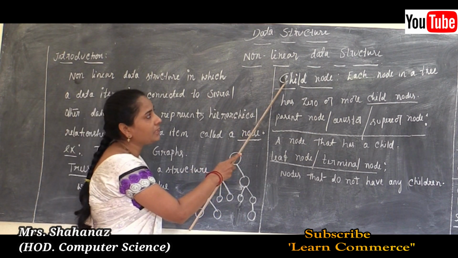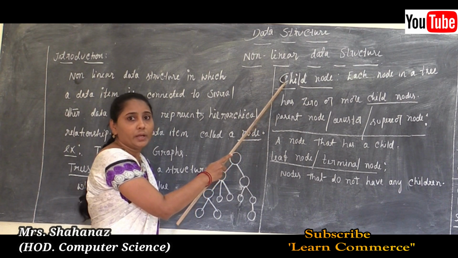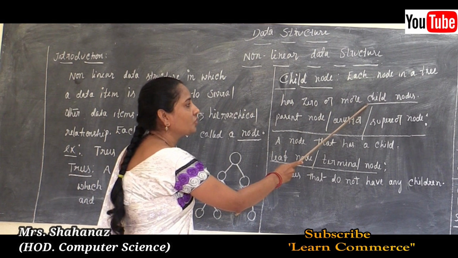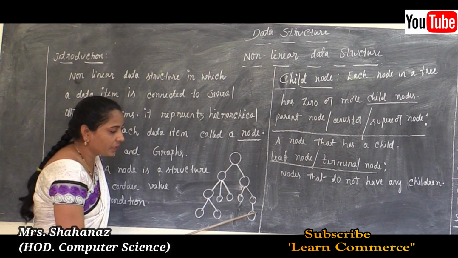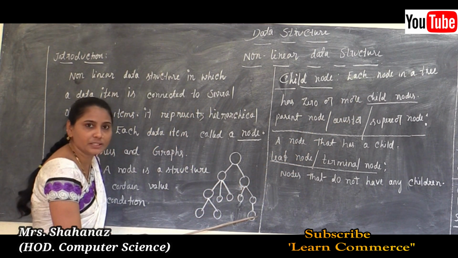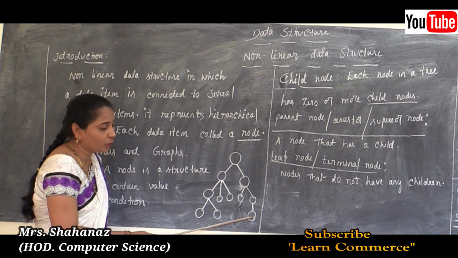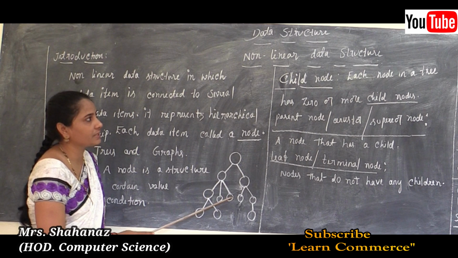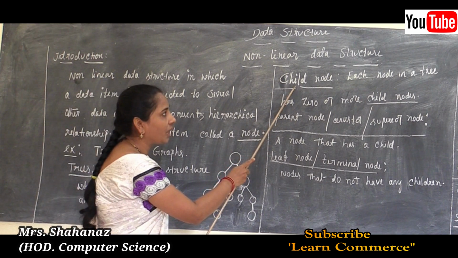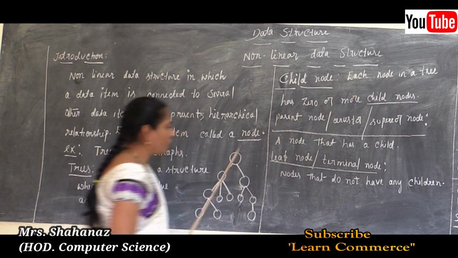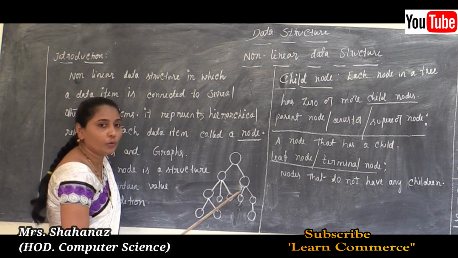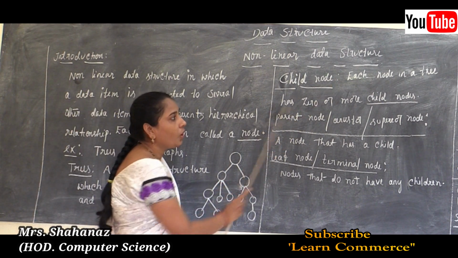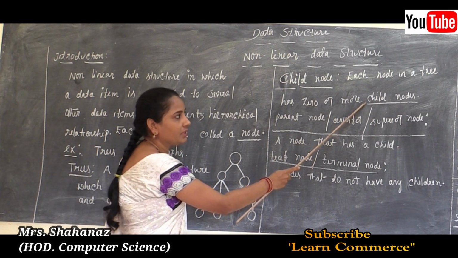Now the next thing is the child node. Here each node in a tree has 0 or more child nodes. So in this case, no child is there. Clear this point? So this is equal to having 0 or more child nodes. The meaning of the child node: each node, because all of these are called nodes in this case.